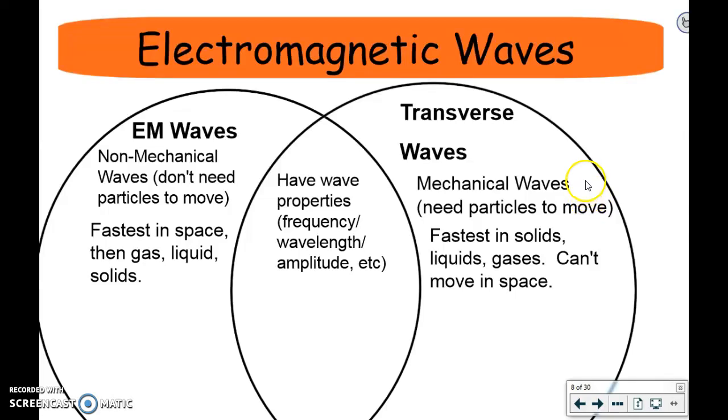Since you need particles to move, you could think of this as like dominoes. So normal waves travel really fast in solids because all the particles are close together. When one particle pushes on another one, the transfer is happening very quickly. So the waves go the fastest in solids, then liquids, and then gases. And for the record, they can't move in space. So there's a lot of things going on here.